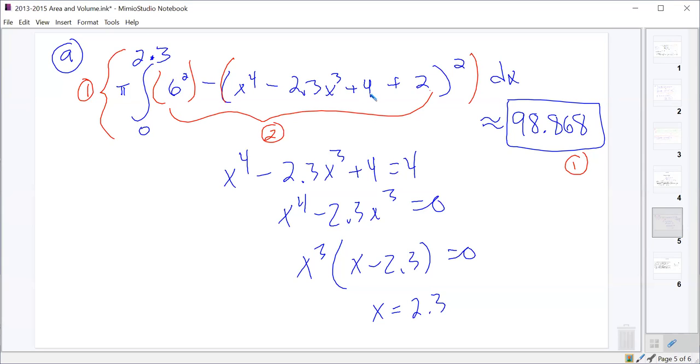I mean, I'd type in +6 instead of +4 +2, but I probably wouldn't bother to expand x to the 4th minus 2.3x cubed plus 6 squared and then combine it with 36. I don't think I would do that. You can if you want, but I recommend just being careful about how you put it into your calculator. Does that answer your question? Or is that helpful at all? Okay, cool. Anybody else, any questions on part A there?